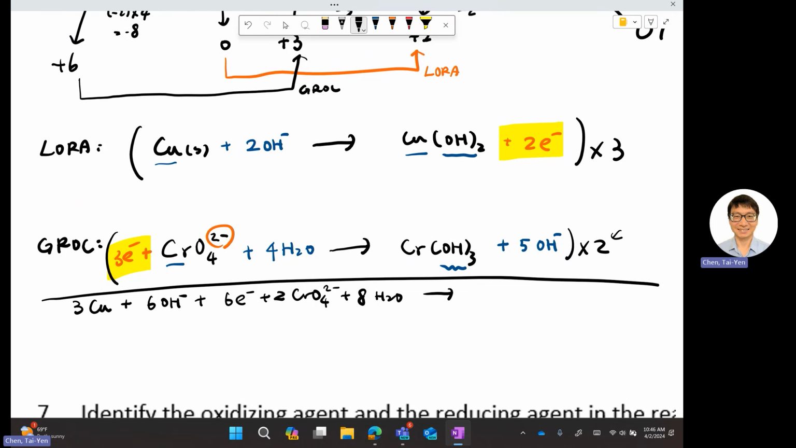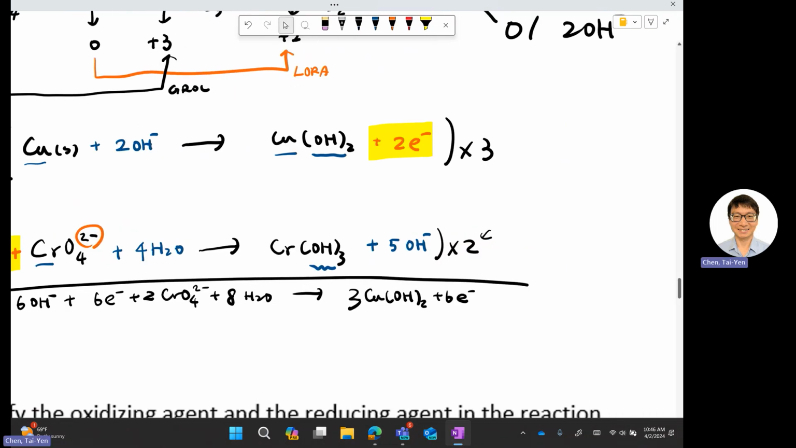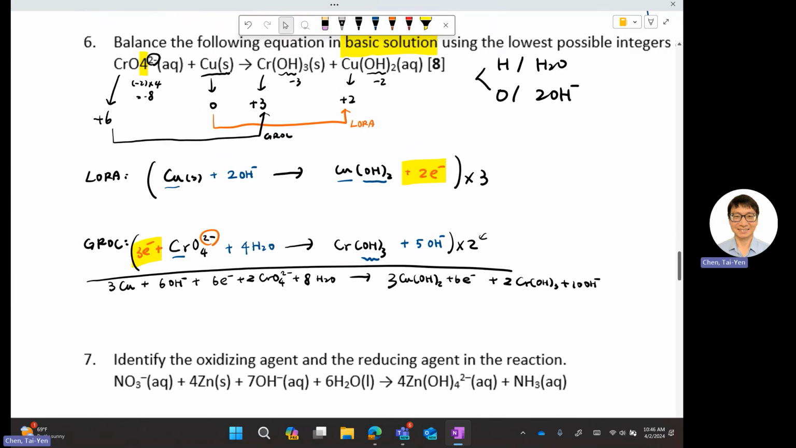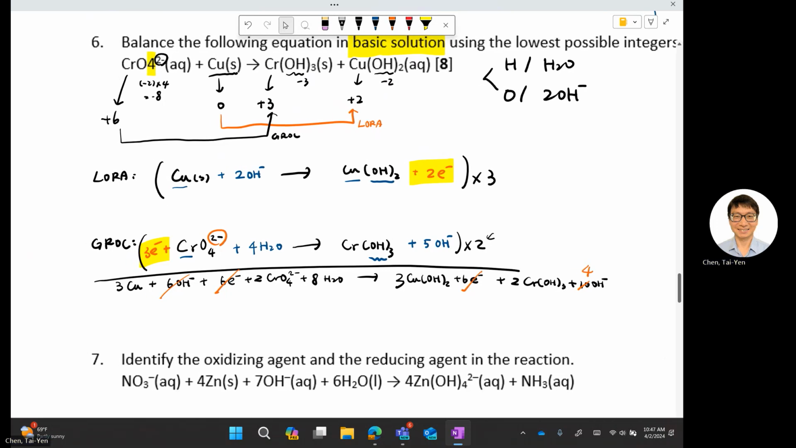On the product side, you're going to have 3 Cu(OH)2 plus 6 electrons plus 2 Cr(OH)3 plus 10 OH minus. Once you have that, you can see 6 electrons cancel out with 6 electrons. And 6 OH minus will make this one become simply 4.